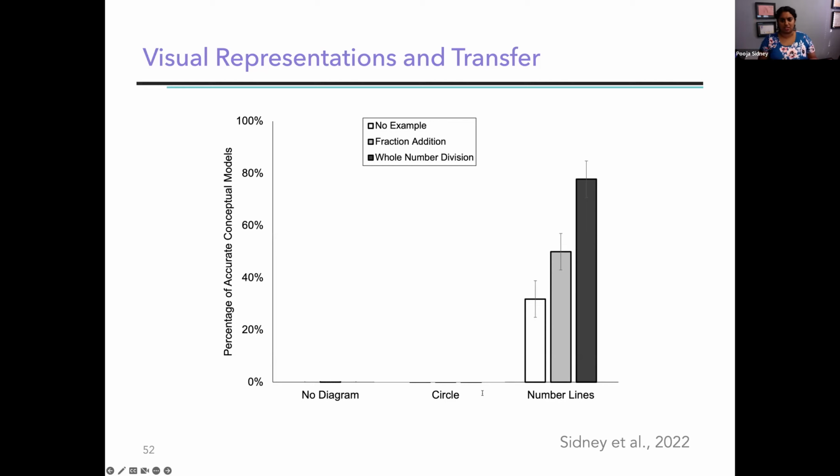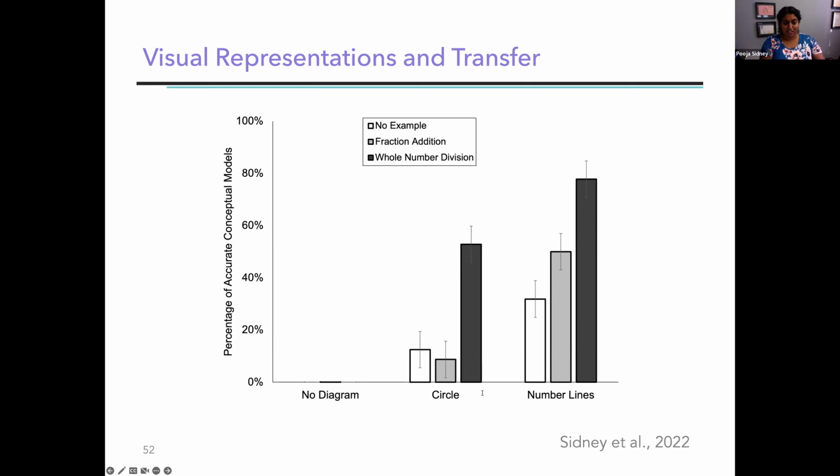That was the hypothesis. But you can see that the circle representation supported transfer just fine for adults. I mean, there's an overall main effect of number lines because they are helpful for representing magnitudes. But in the circle condition, we still see that warm-up effect: when these adults warmed up with whole number division, again, they are much more successful in engaging with fraction division.